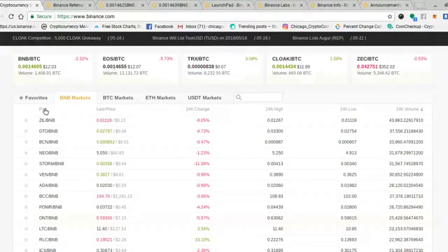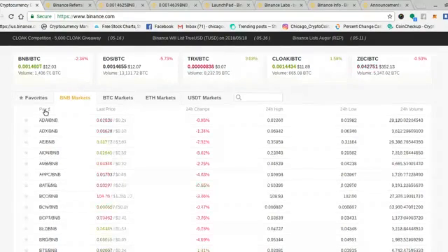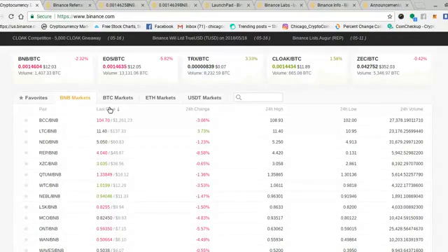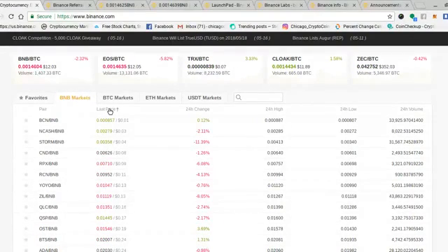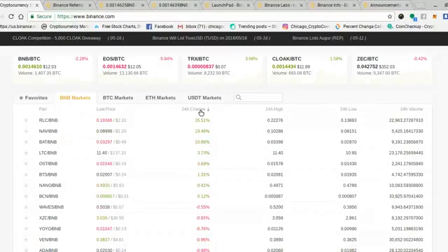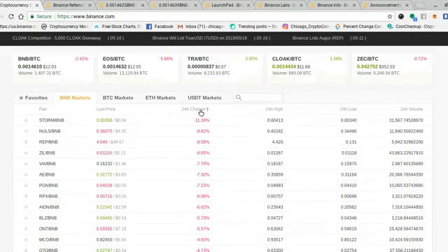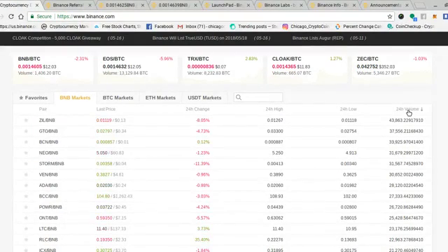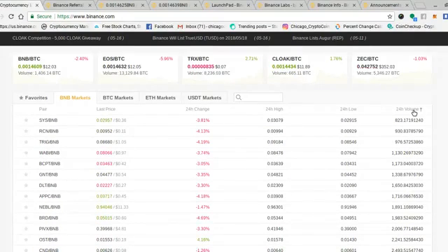you're able to look at them in alphabetical order of the pair, going from A to Z or Z to A. You're able to look at the last price, starting at the highest to the lowest, or lowest to the highest. The 24-hour change, highest to the lowest, or lowest to the highest. You see the 24-hour low, the 24-hour high, as well as the 24-hour volume, which you're able to see from the highest volume, which right now is in ZIL, to the 24-hour lowest right now, which is in SYS token.